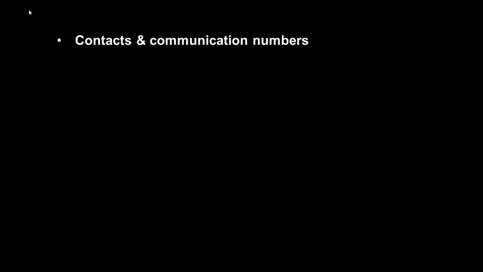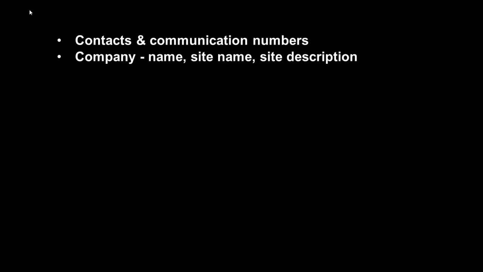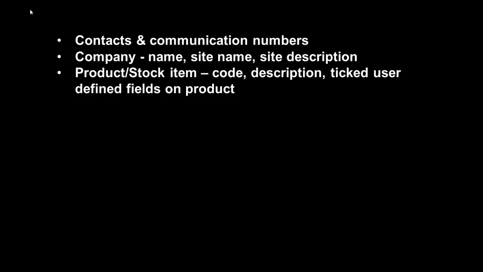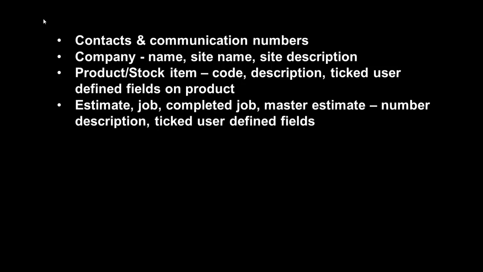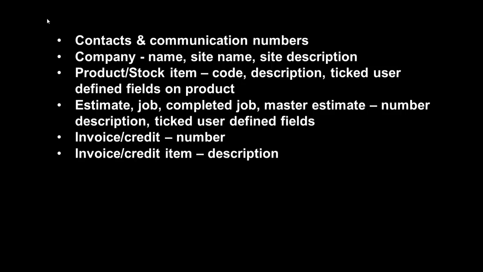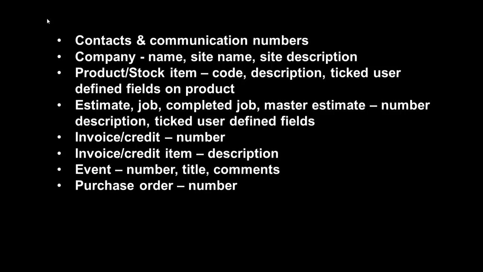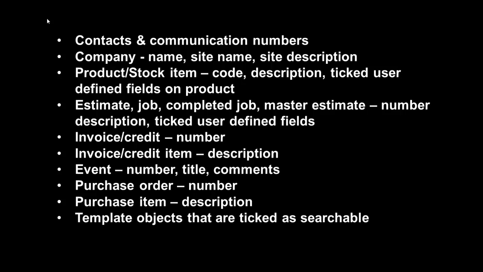The following fields are available in the System Search: contacts and communication numbers, company name and site names and descriptions, product, stock item, codes, description and user definable fields, estimate job, completed job and master estimate fields, invoice credit number, invoice credit item description, event number, title and comments, purchase order number, purchase item descriptions, and any template objects that are ticked as searchable on your database.